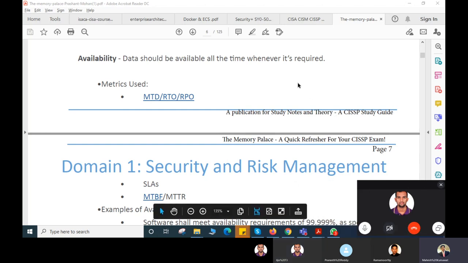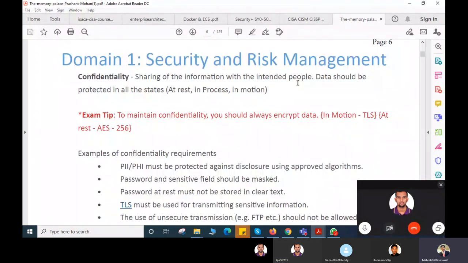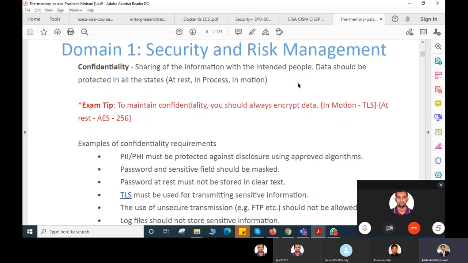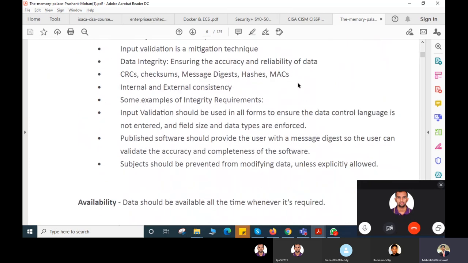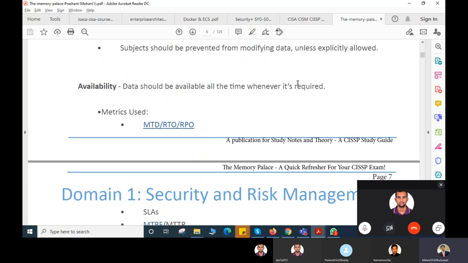Okay, no problem. So right now we have just started the session, and we are talking about the CIA triad, and this is security and risk management. We're talking about data security, information security: how you are going to secure your data with the different types of security parameters. The CIA triad, as you know very well, is confidentiality, integrity, and availability. Under availability, we have MTD, RTO, and RPO: mean time to disaster, recovery time objectives, and recovery point objectives.